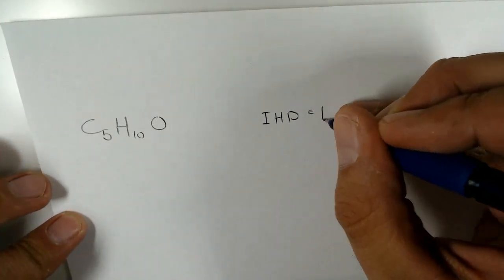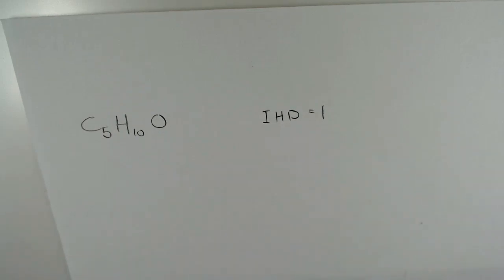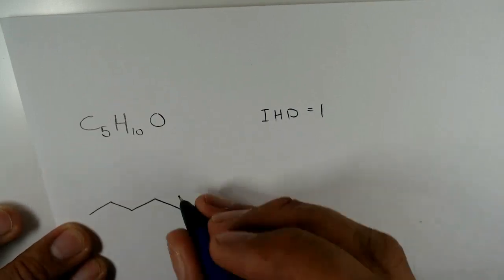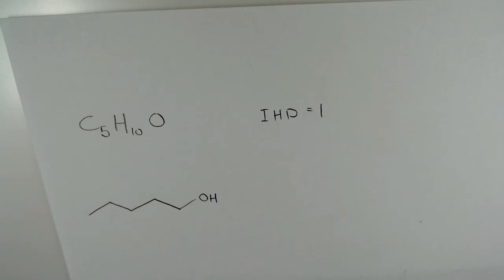So that tells me that no matter what structure I come up with, I have to have a ring or a double bond. It's not a ring and a double bond, because then you'd have an IHD of 2, right? To keep to your IHD, have only one ring or double bond, exactly 5 carbons, and exactly 1 oxygen, and you'll have the correct number of hydrogens. There really is no best way to start, just start somewhere. So here I'm going to start with an OH, and I could start moving this around.